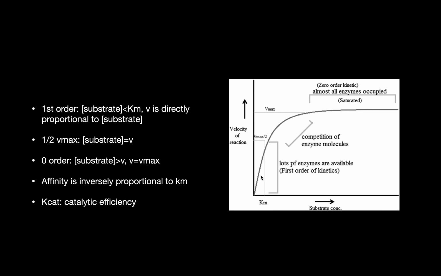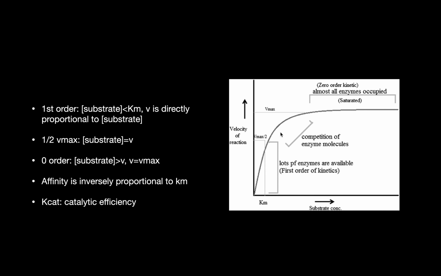Okay, so this is the first order of the reaction, and that just means that the concentration of the substrate is less than Km, and it's first order kinetics. It's just a lot of enzymes are available, and the velocity is directly proportional to the substrate. At half Vmax, the substrate concentration will be equal to Km.